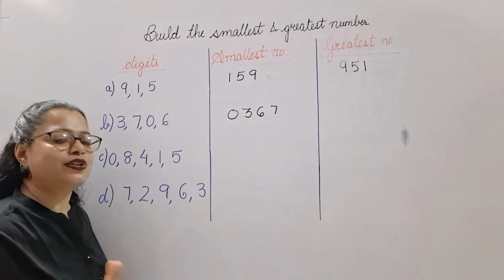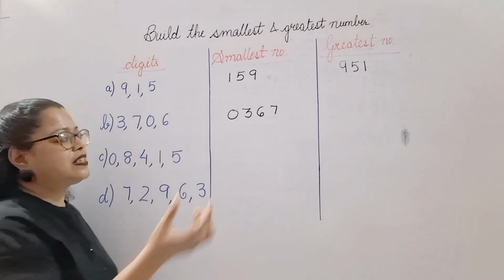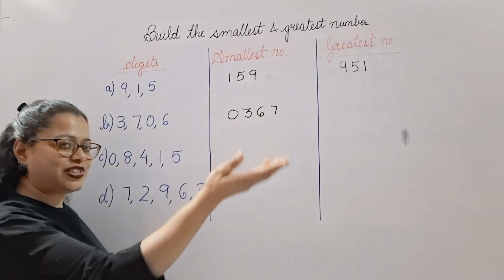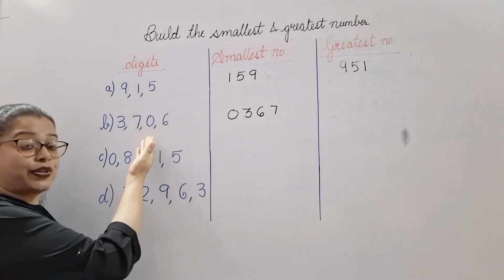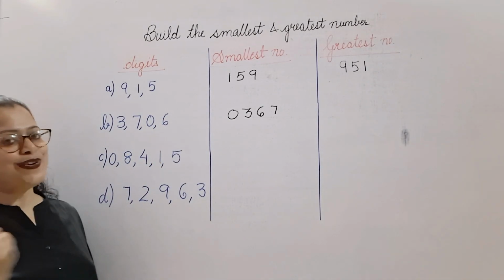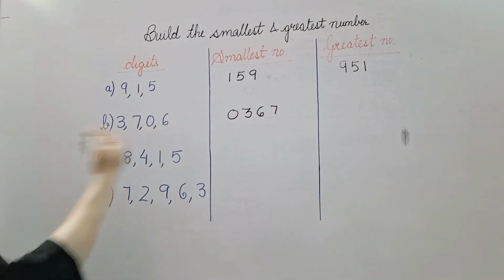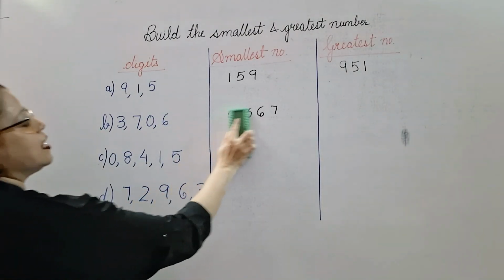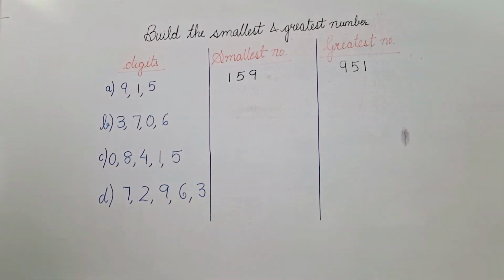So 0 is not having any value. तो मैं इसे क्या रीड करूंगी? 367. लेकिन क्वेश्चन क्या है? What is the question? There are 4 digits, meaning you have to form a 4-digit number. तो क्या ये सही है? No, it is not correct. This is wrong. ये सही नहीं है. तो क्या करेंगे अब हम?